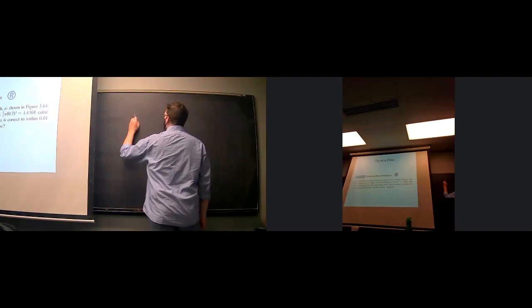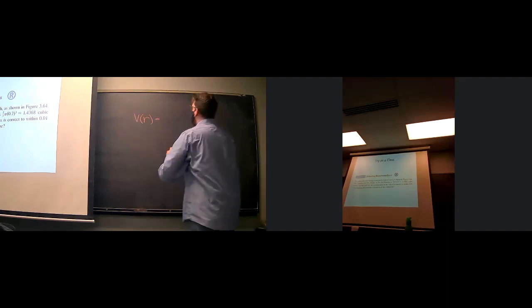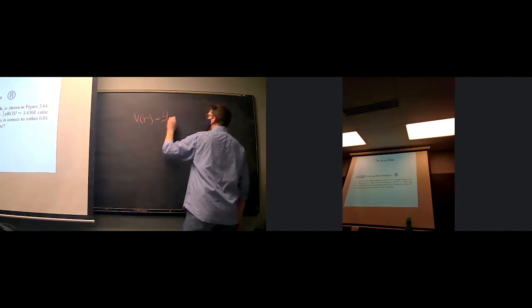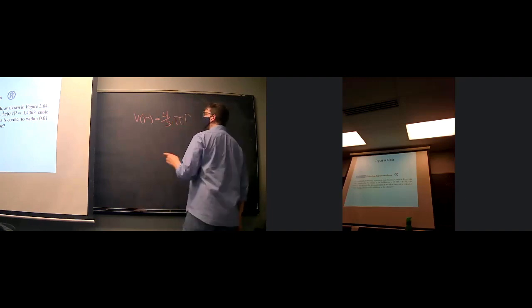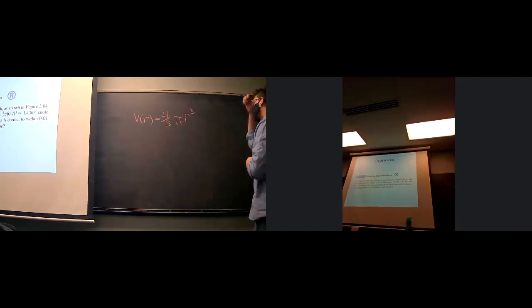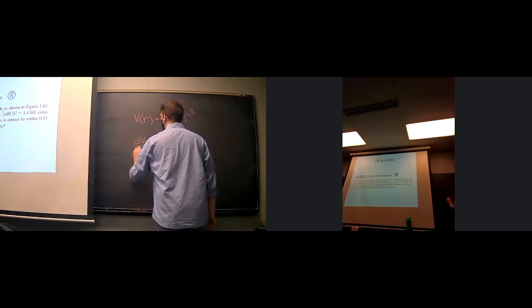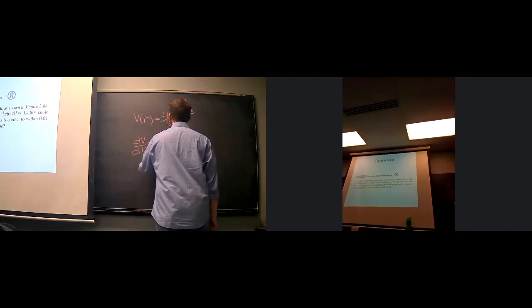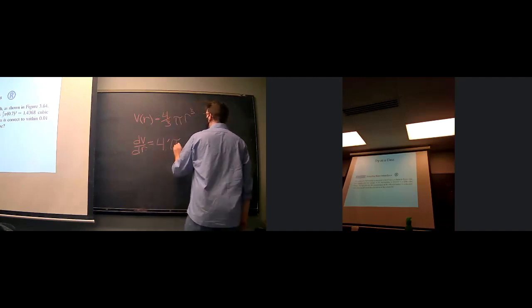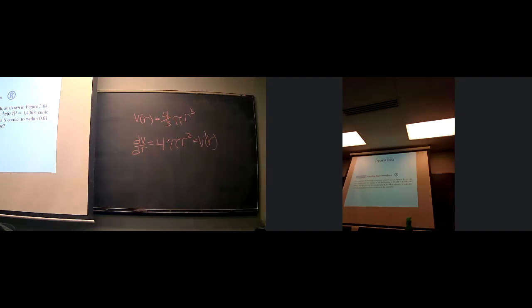So having said that, we know V as a function of r is equal to 4/3 pi r cubed, right? So dV/dr is going to be 4 pi r squared. This is of course V prime, right?